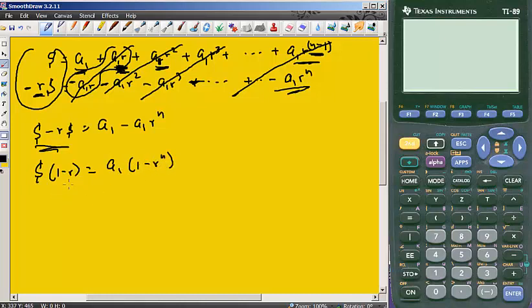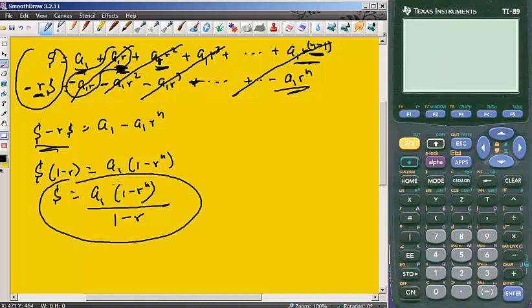And then when I divide by 1 minus r, I'm going to get my sum formula is a sub 1, 1 minus r to the n, all that over 1 minus r. And this is geometric series. So this is the formula for sum of a geometric series. Now we also have one more formula we need to worry about.